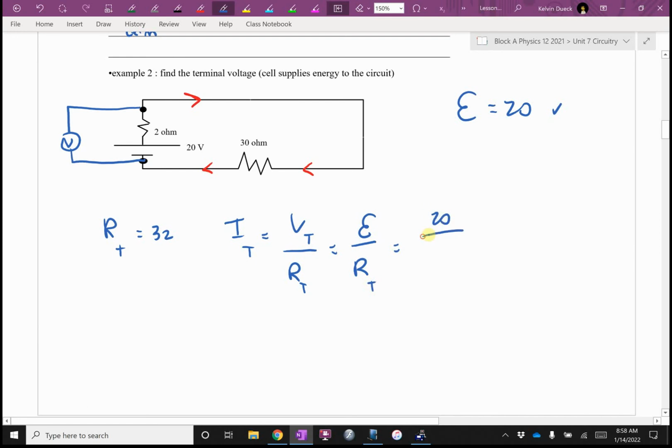It's going to be 20 divided by 32, which is what? Sorry? It should work out to a nice decimal. 0.625 amps. Okay?